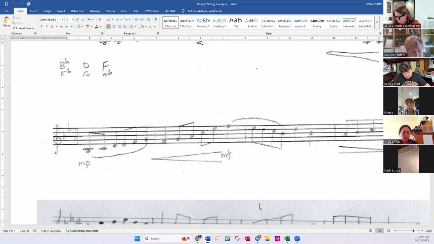I think the passing notes in this one are much more successful. You'll see the bar 1, you've got B flat C D, and then you've got E flat F G, which is what we actually discussed in the previous example.